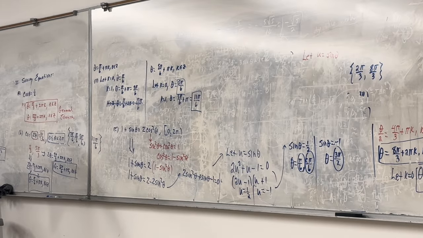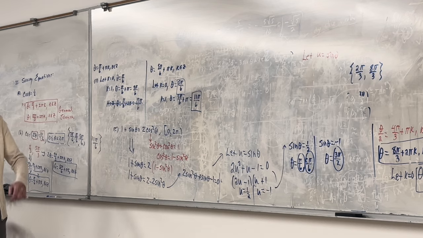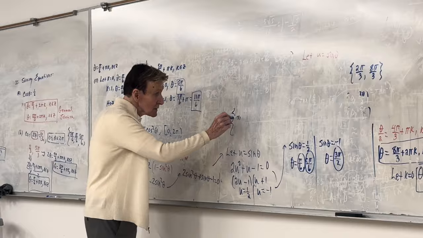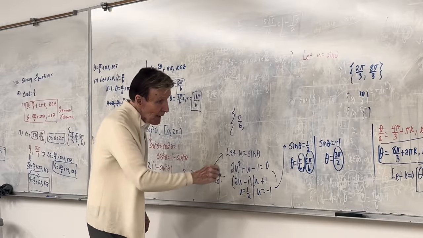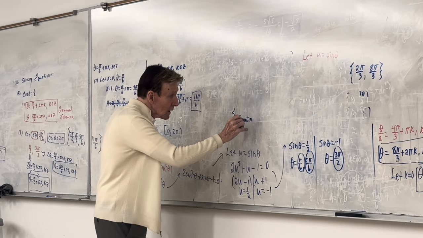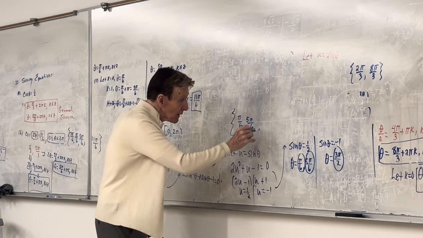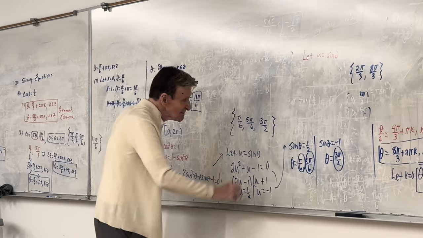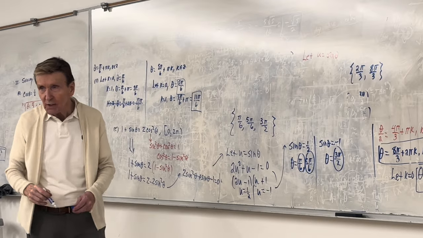Okay, now I'm going to list them for you. You see them on the board here, already done. They came out to be π/6, 5π/6, I'll put it in that order, and finally 3π/2. Close that up. You've got your answers.